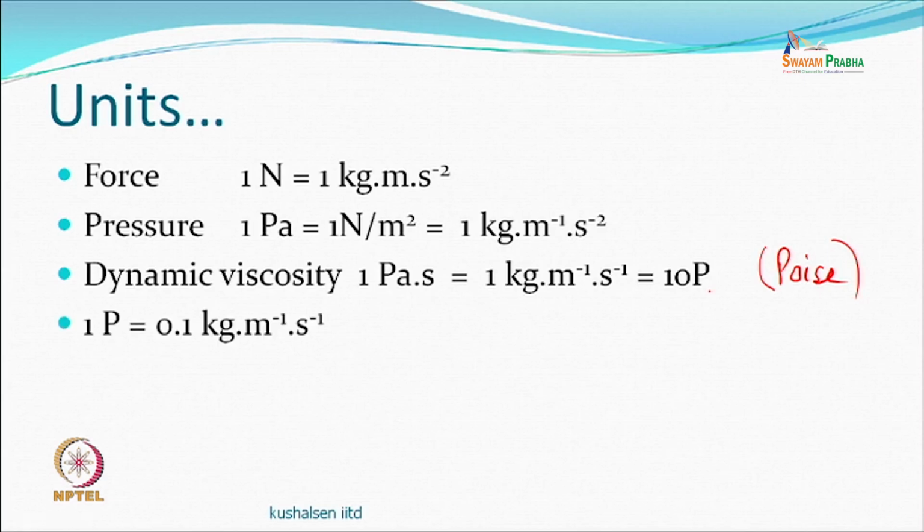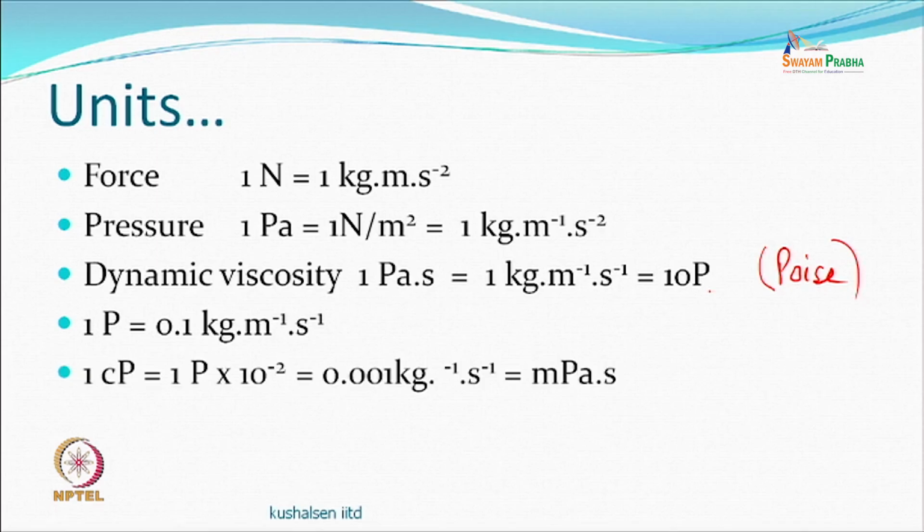So, 1 poise therefore is 0.1 kg per meter per second, and then 1 centipoise is 1 poise times 10 raised to minus 2, which is 0.001 kg per meter per second. I think there is a meter missing here. It is also a millipascal second. All right. Why do people use centipoise?